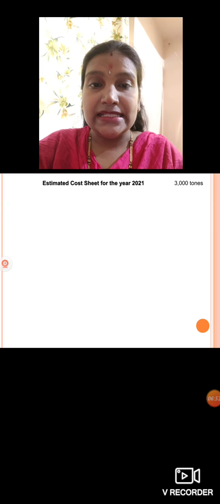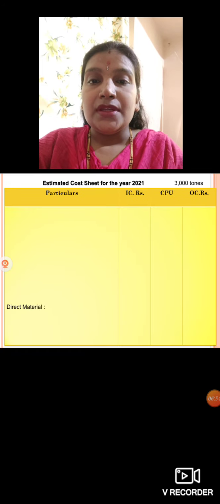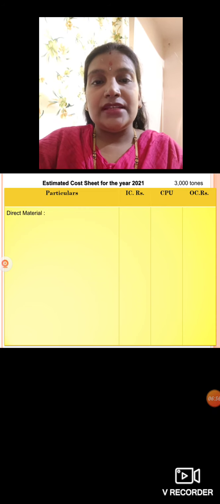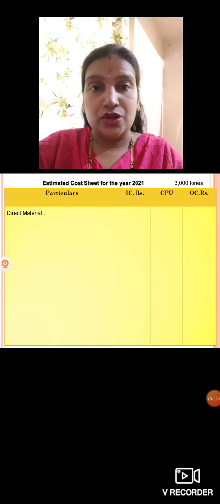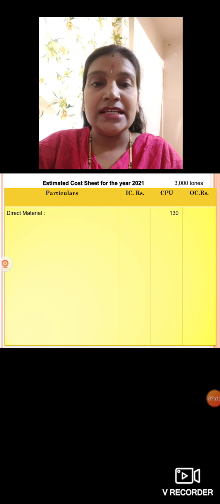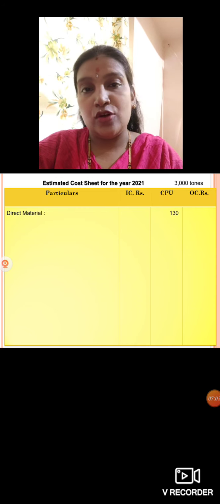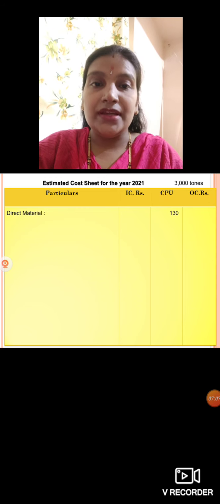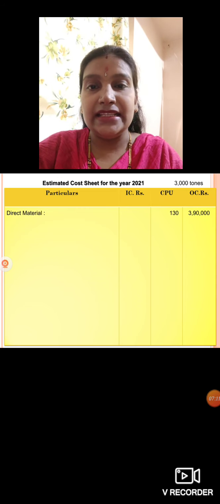3,000 tons here. Okay, so same columns we have: particulars in a column, cost per unit, and then the total cost column here. Okay, raw material, how much do we have as cost per ton? It is 130. Regarding raw material they have not mentioned anything. Okay, so 130 into 3,000, we will get 3,90,000.